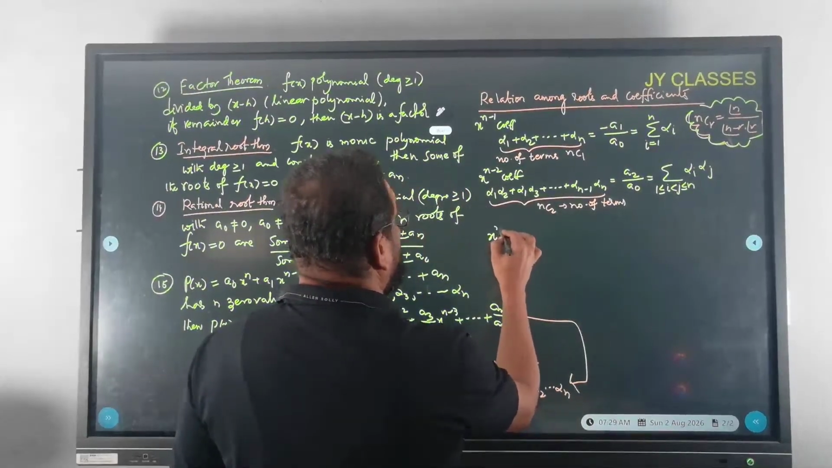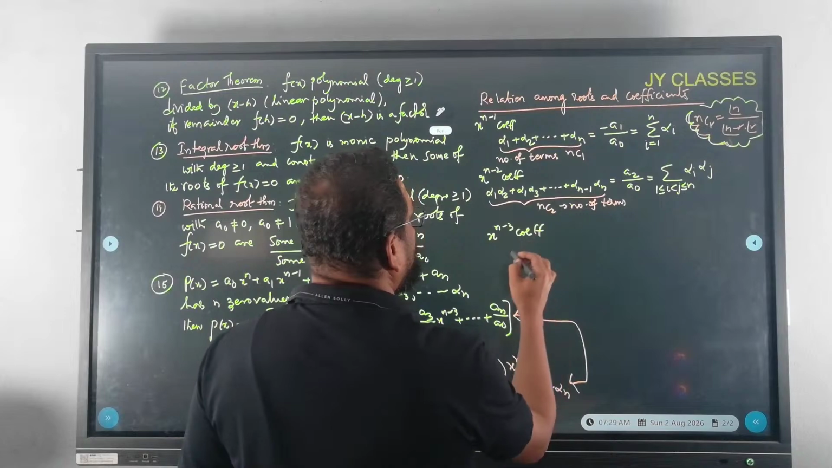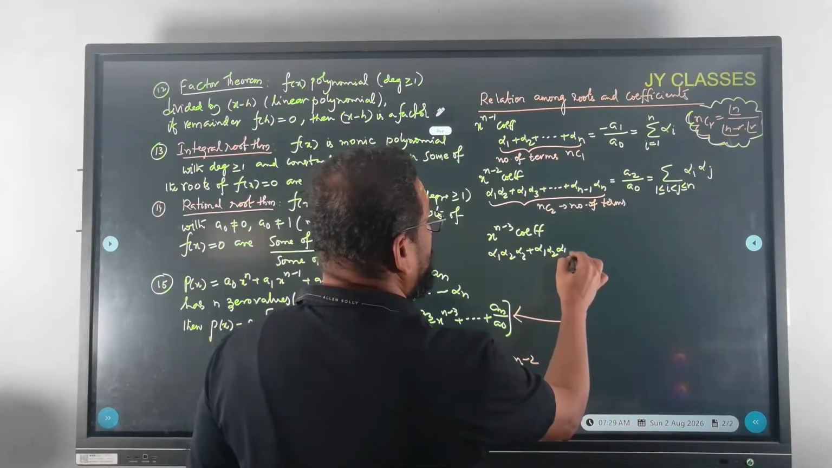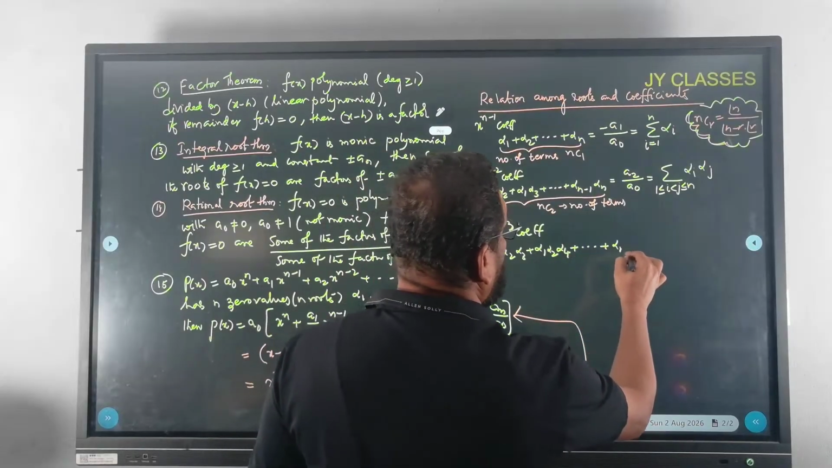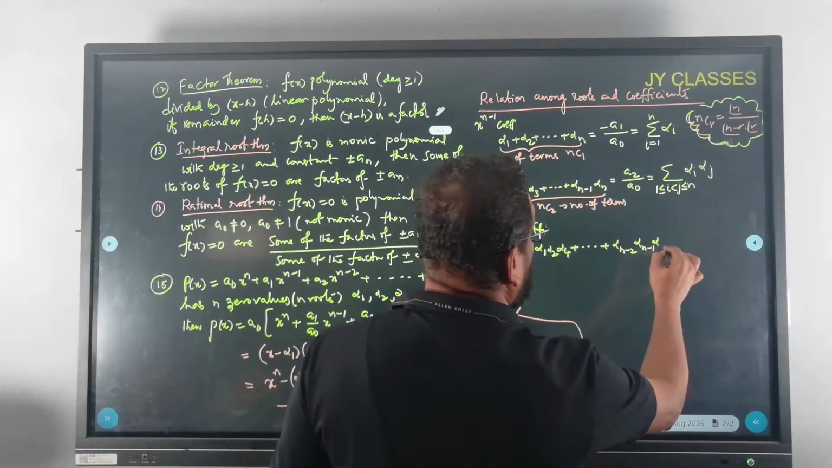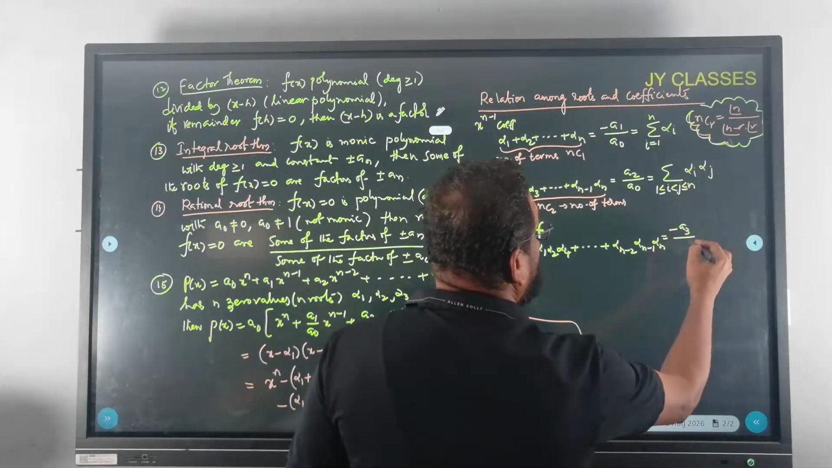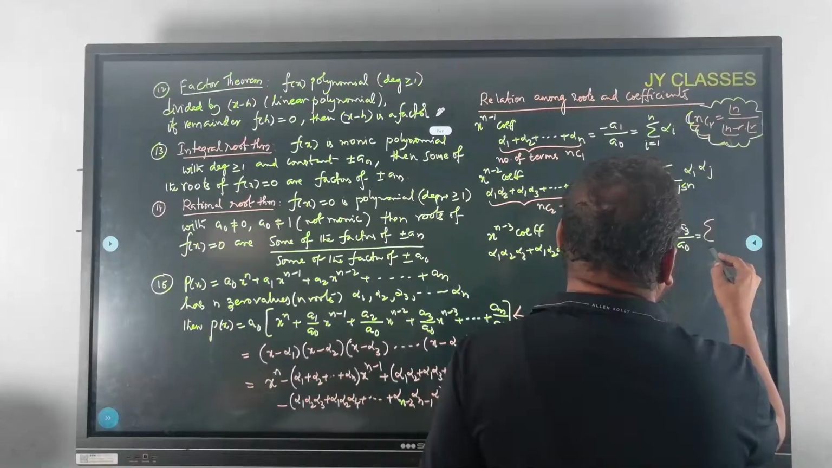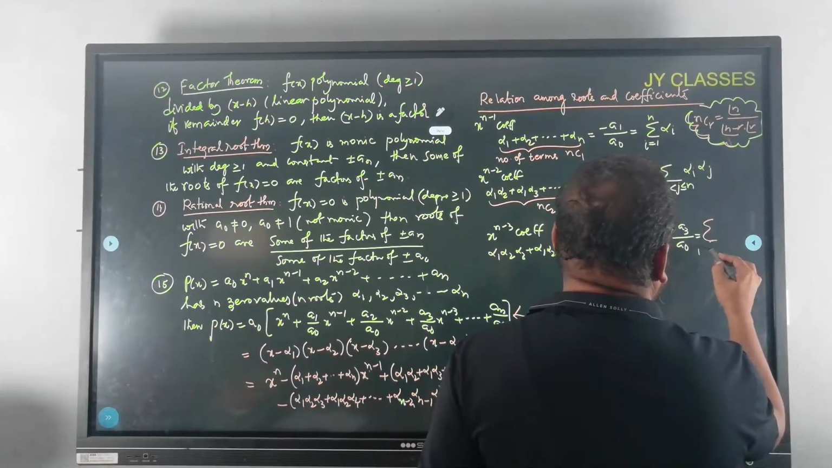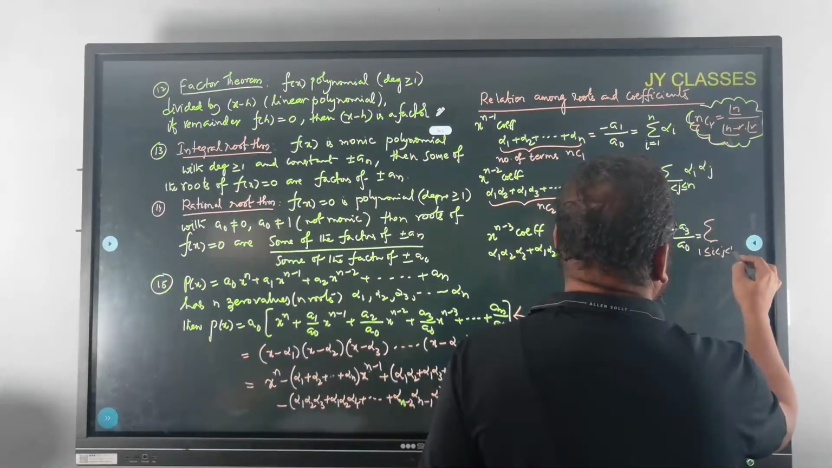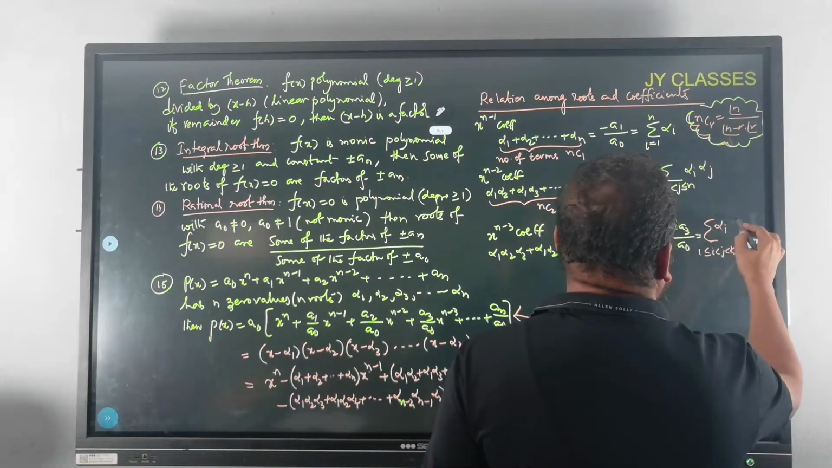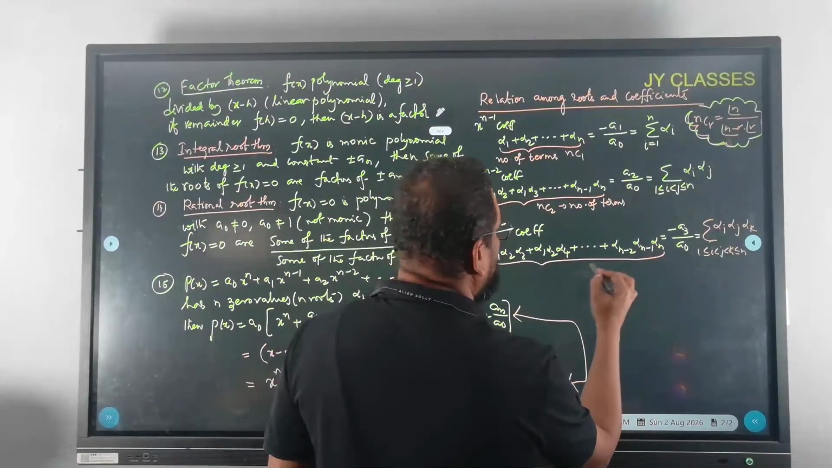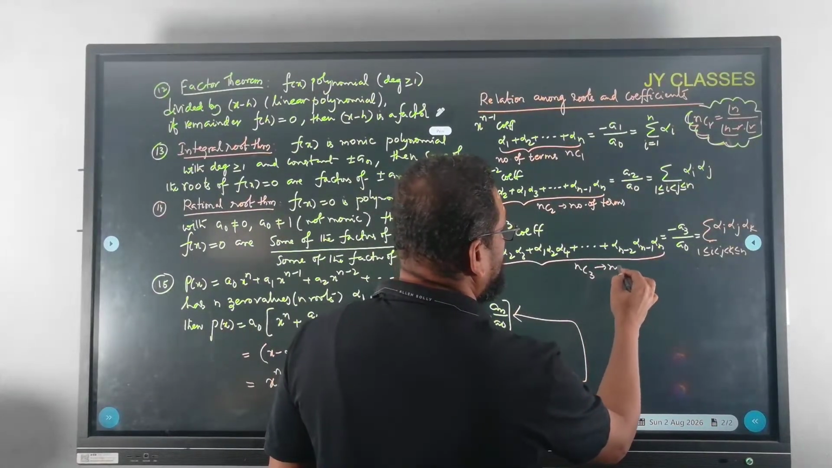Next, x power n minus 3 coefficient. Alpha 1, alpha 2, alpha 3, alpha 1, alpha 2, alpha 4, and so on, plus alpha n minus 2, alpha n minus 1, alpha n is equal to minus a3 by a0. This can be written as sigma, 1 less than or equal to i less than j less than k less than or equal to n, alpha i, alpha j, alpha k. So now the thing is, how many terms will we get here? nc3 number of terms.